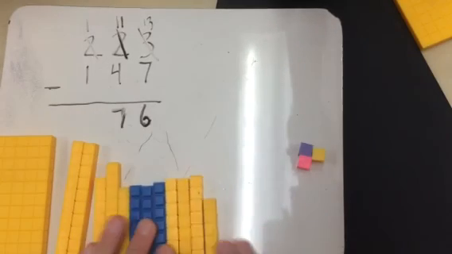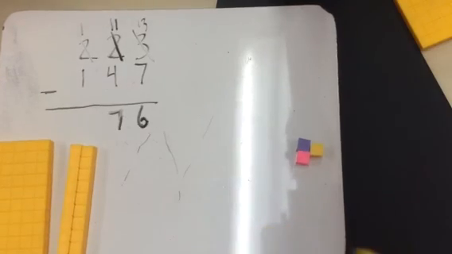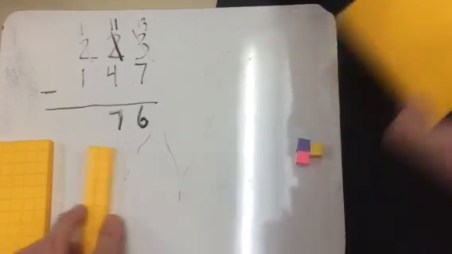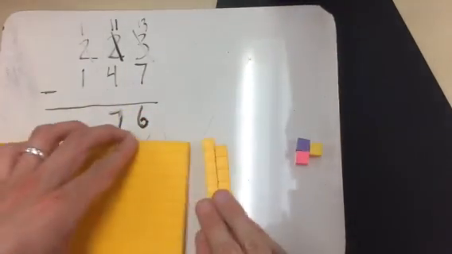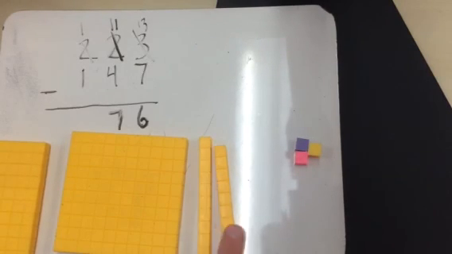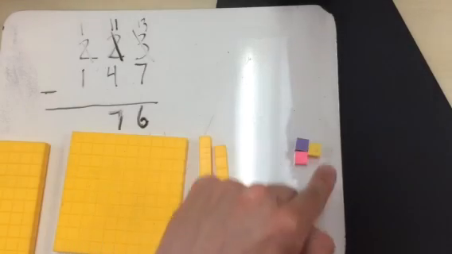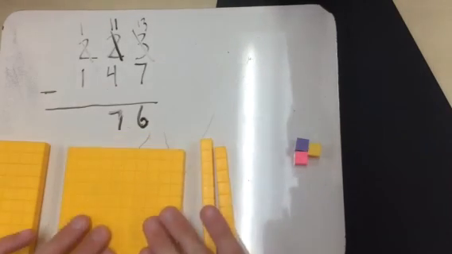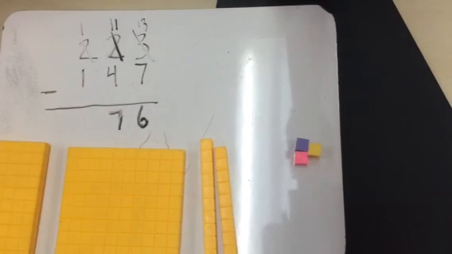Whoa! Let's turn that back into 100 because we've got 10 groups of 10. I'm going to put 100 back in. All right, and then we've got 200s. 200, 20, 3. 223. So our answer was correct. 223 minus 147 is 76.